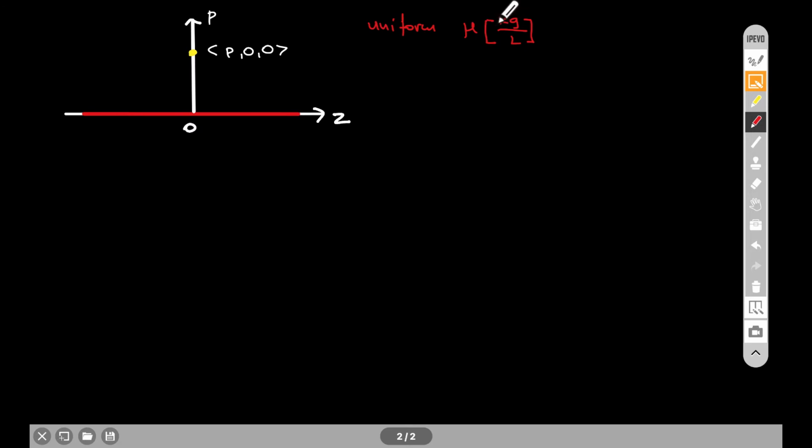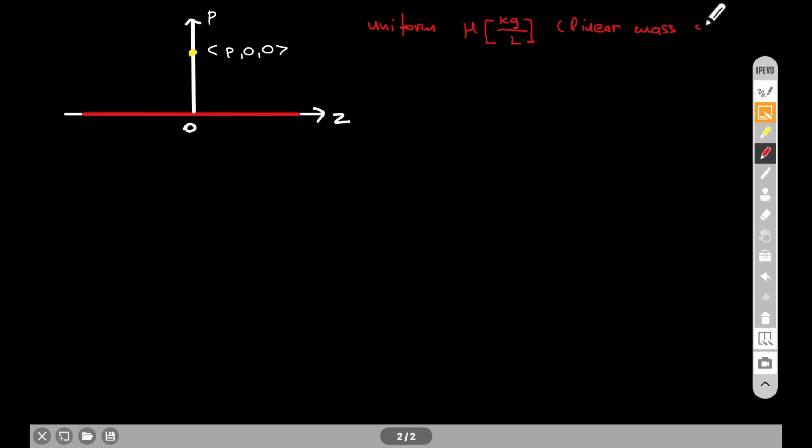This is a linear mass density. And it is linear because my object is simply one dimensional. It is mass because I have mass in the numerator, and I'm going to use this quantity in my calculations. Now, my point particle is located here, shown in yellow, and this is the position of this point particle.